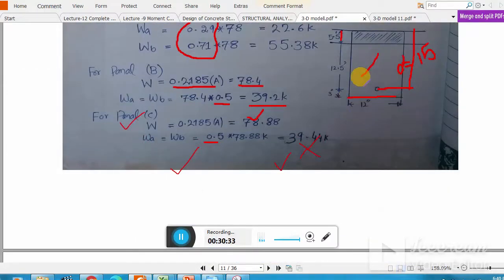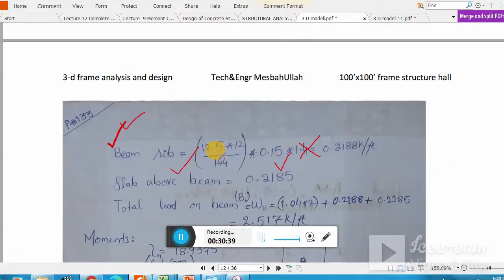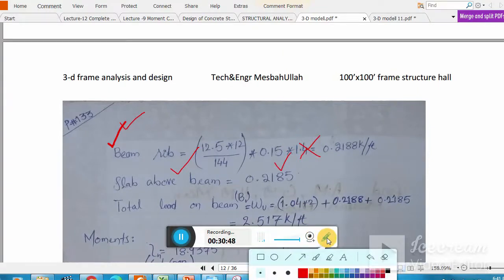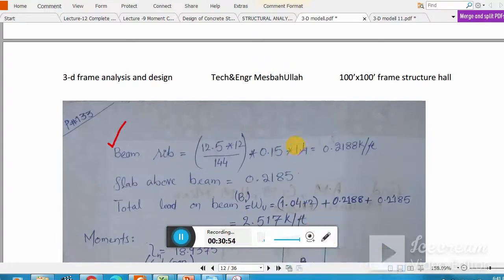So you see the width of the beam. Now you find the area of this rib. Once you get the area, you have to divide it by 144 to convert it into square foot, and multiply with density, and multiply with 1.4, that is the factor.